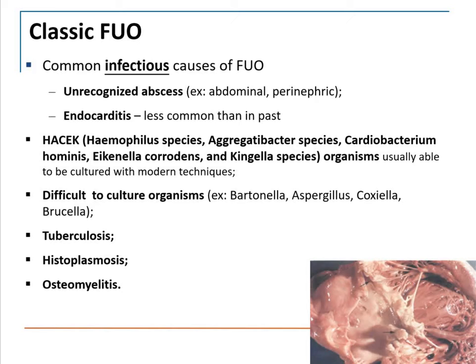Let's talk about classic fever of unknown origin. Let's repeat the main etiology factors, the leading causes of this fever. Of course, it's infectious diseases. It could be unrecognized abscesses, abdominal or perinephric, and also infectious endocarditis. Of course, you should keep in mind that the presence of HACEK group organisms is very important as an etiology factor of fever of unknown origin in patients with the classic form.